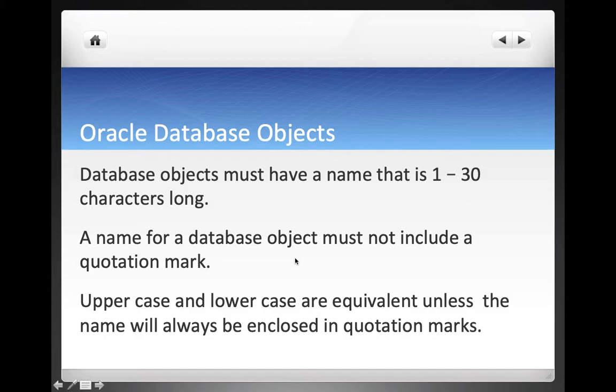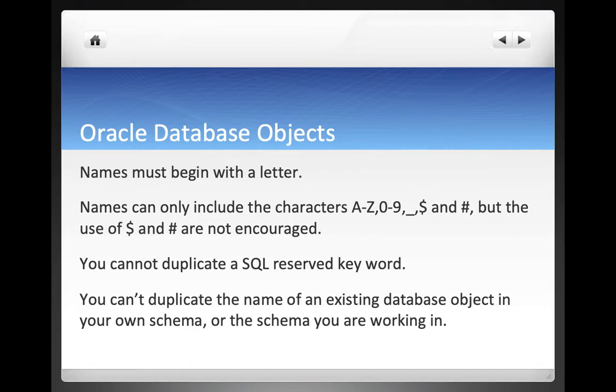Database objects must have a name that is 1 to 30 characters long. You can't go beyond 30 characters, and 1 character is probably not enough to be descriptive, that is, to tell the person what this table contains. A name for a database object must not include a quotation mark. Uppercase and lowercase are equivalent, meaning that case is not sensitive. It's not case sensitive, unless the name will always be enclosed in quotation marks.